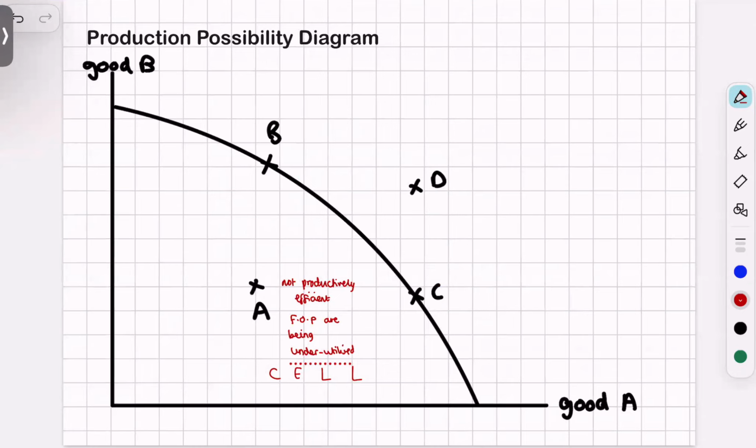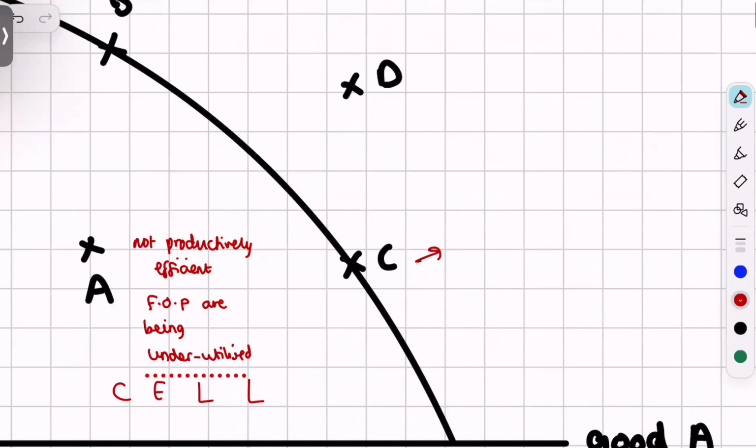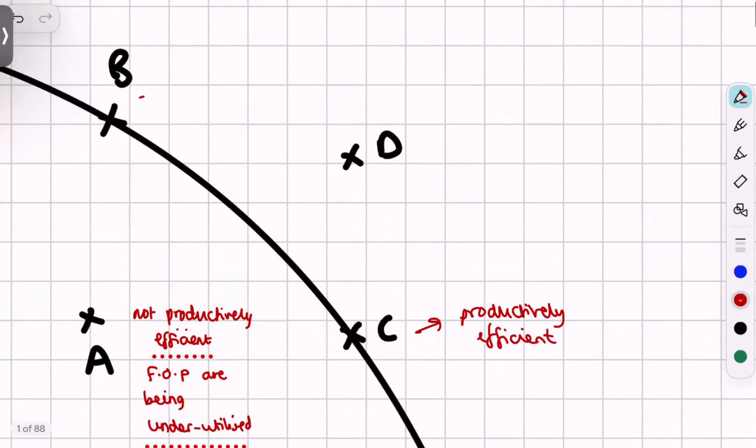So B and C are both productively efficient, right? Yeah. Why? Because they're working on the PPF curve, so they're using the resources fully. Good. All factors of production are being fully utilized. And that also applies to B.